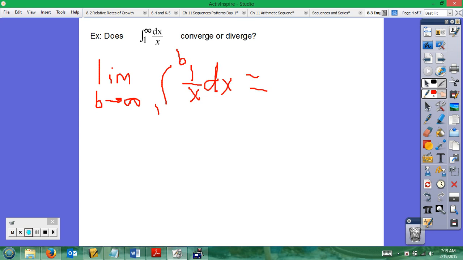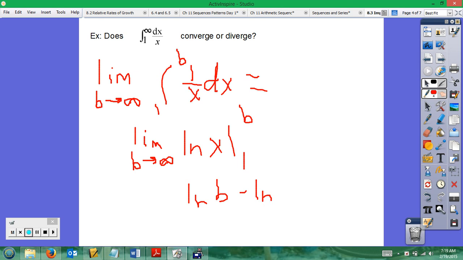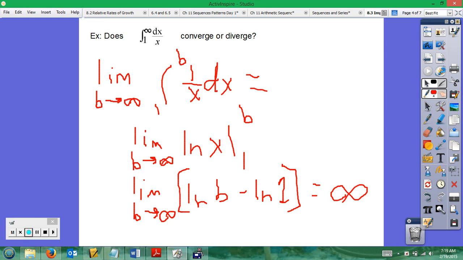Okay, so the antiderivative would be natural log of x evaluated from 1 to b. Don't forget we're taking the limit as b approaches infinity. So we've got natural log of b minus natural log of 1. Well, the natural log of 1 is indeed 0, but the natural log of infinity is infinity. So if you have infinity minus 0, that is infinity. This one diverges, so there's one that doesn't have a value, and that's what will happen in many cases.